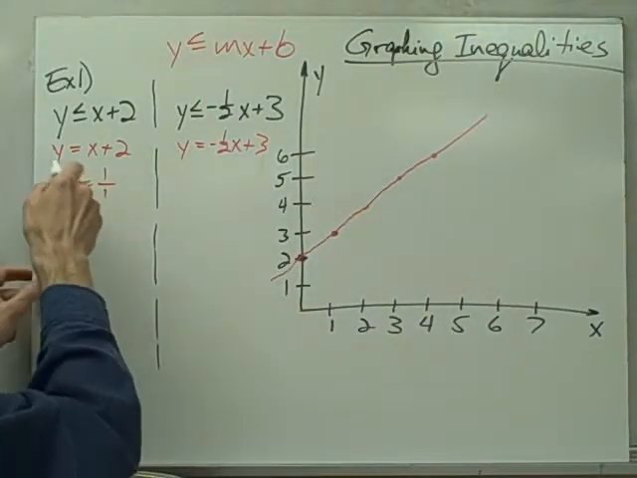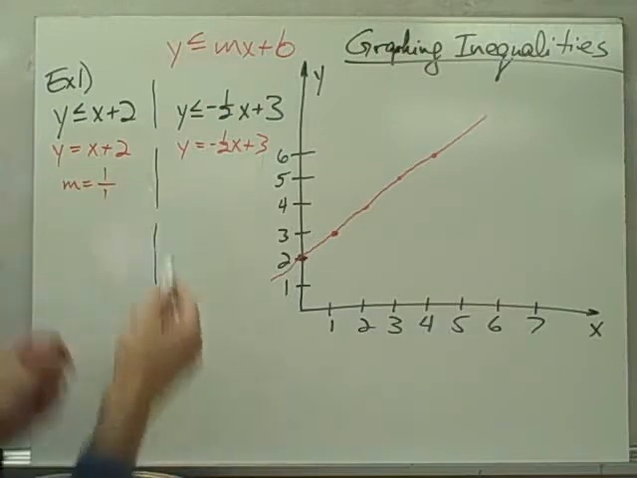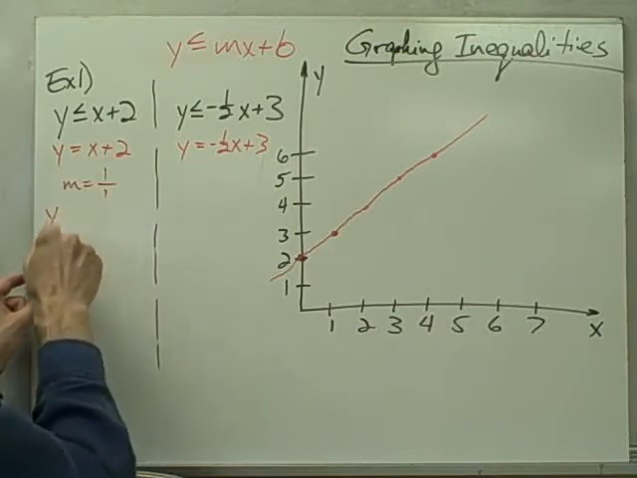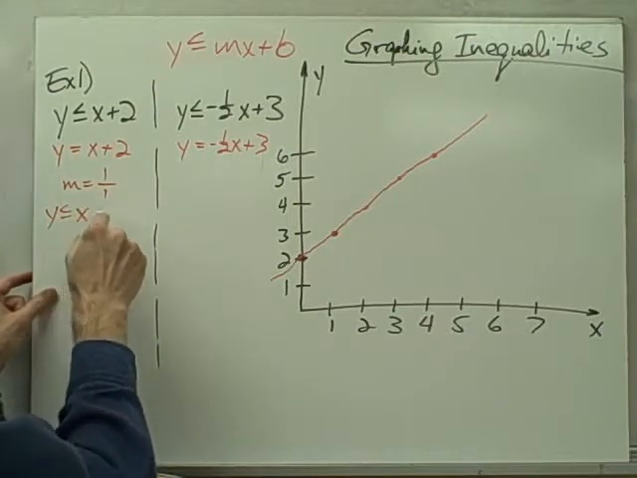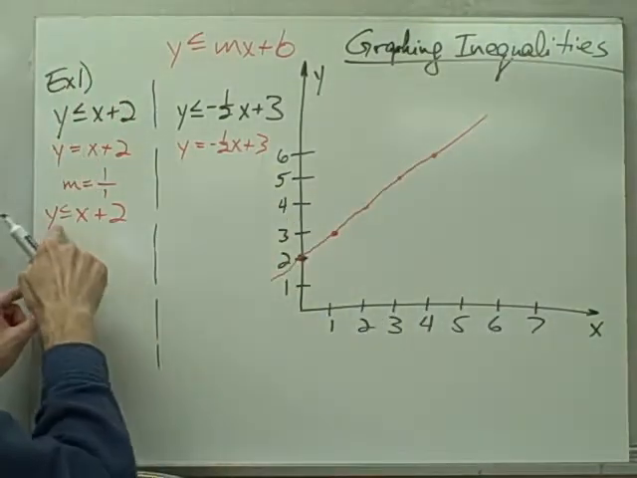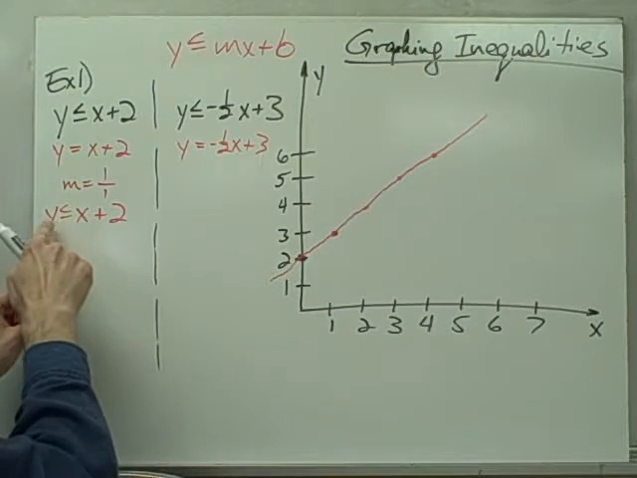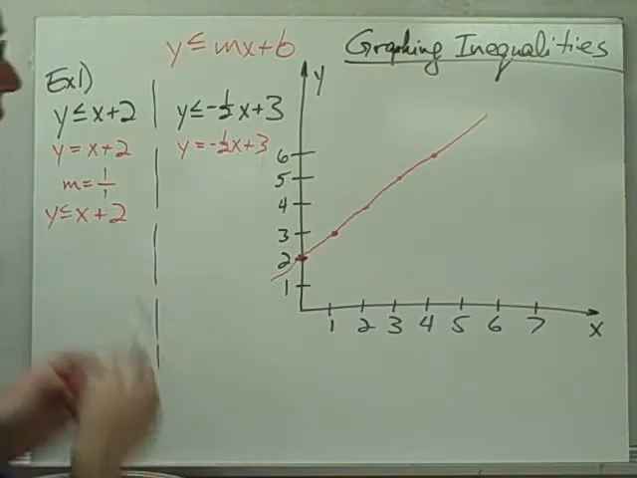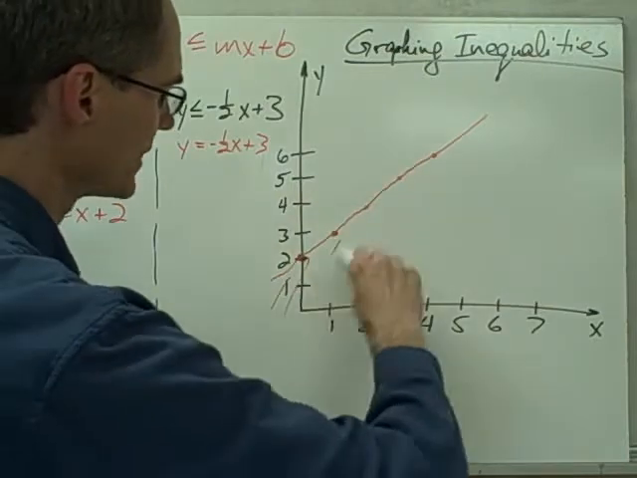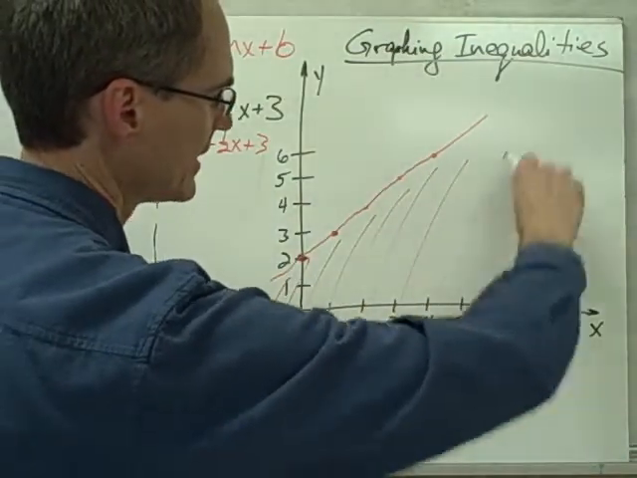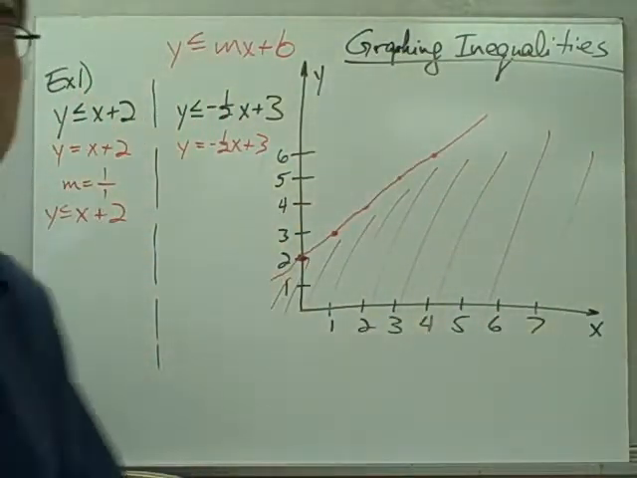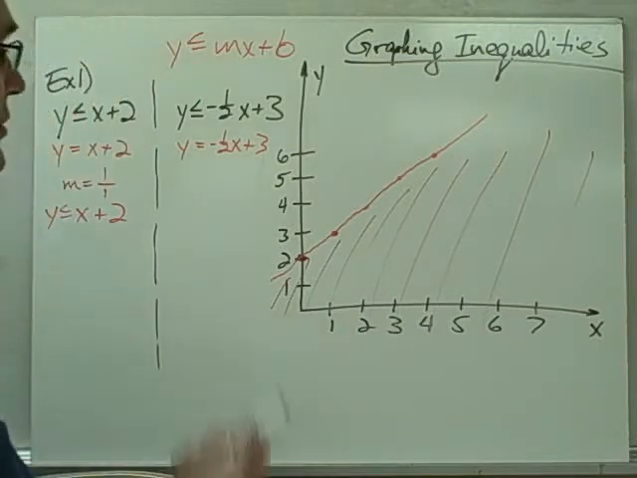Now, technically I don't want to graph the line y equals x plus 2. I want to graph the inequality y is less than or equal to x plus 2. So let me go back now to my inequality. Y is less than or equal to x plus 2. Well, all the points on this line are the points where y equals x plus 2. The points where y is less than x plus 2 are going to be all the points that lie below the line, so all of the points in this area down here. So I shade all that in, and this would be the graph of the inequality y is less than or equal to x plus 2.